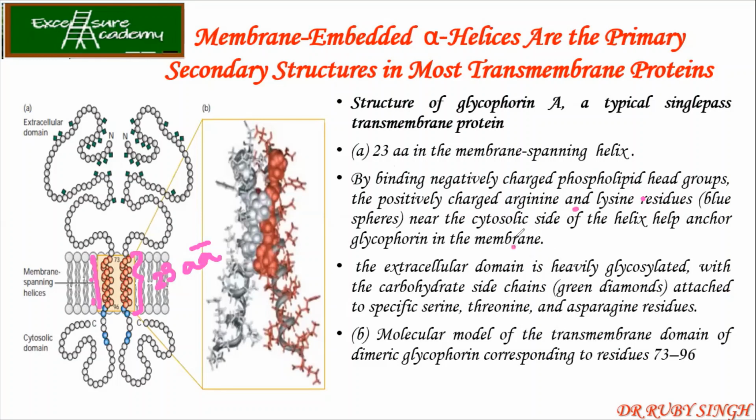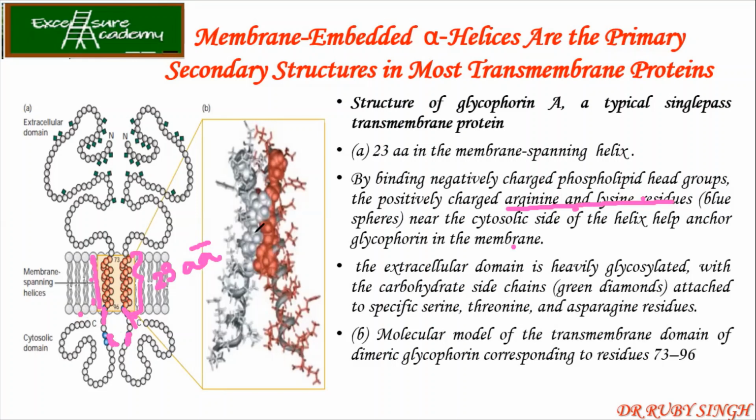So what does it mean? After the hydrophobic interaction, it also needs support from the cytosolic side, right? It is the positively charged amino acids of the glycophorin and the negatively charged phosphate groups of the phospholipid which make the interactions. What are those positively charged amino acids? It is arginine and lysine. Please remember, arginine and lysine interact with the negative charge of the phosphate group of the phospholipid. All these positive and negative interactions stabilize the structure of your glycophorin.